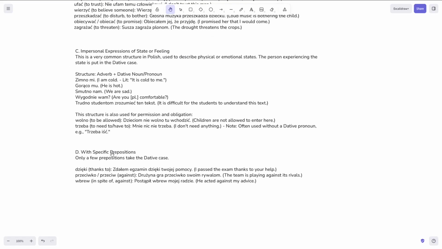And some specific prepositions, so there are only a few of these that pretty much always take the dative case. So, dzięki, which is a word in itself, it just means thanks, right? You can just say dzięki, which is just thanks in Polish. But it can also mean thanks to something. And because we have the "to", it should be kind of logical that the dative case will follow, okay? So I passed the exam thanks to your help, okay? So that's why your help will be in dative, okay?